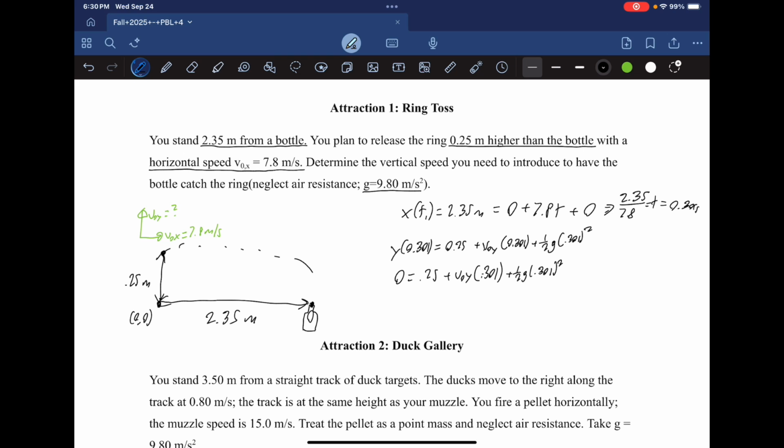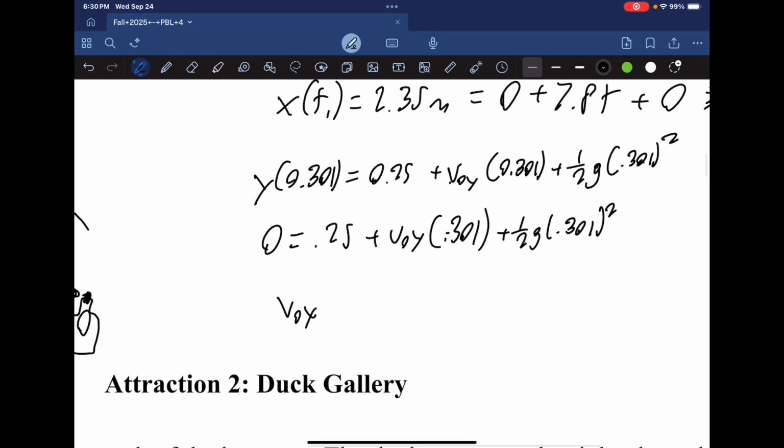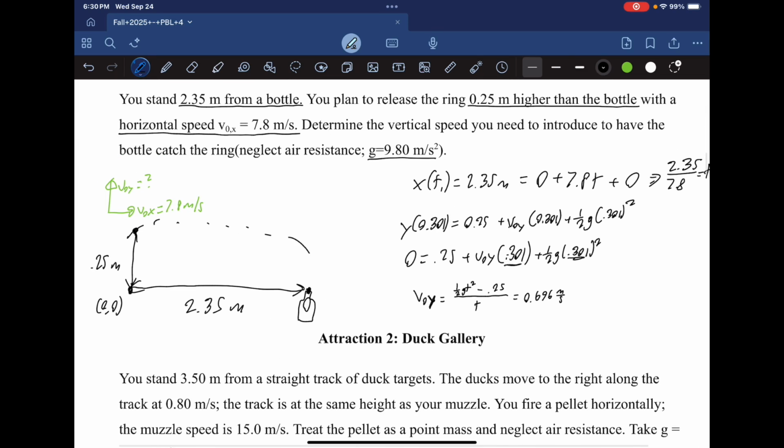And you can just solve this equation for v naught y, and you get that v naught y equals 1/2 g t squared, with our t being 0.301, but I'm just going to solve it symbolically, minus 0.25, all divided by 0.301, so our time here. And if you plug this into the calculator, you get that v naught y is 0.696 meters per second. And that's the end of this problem.